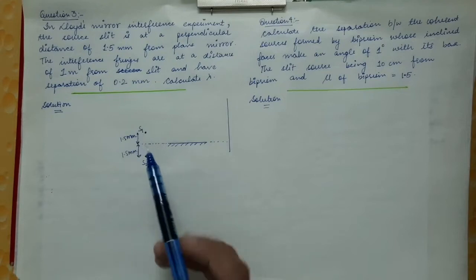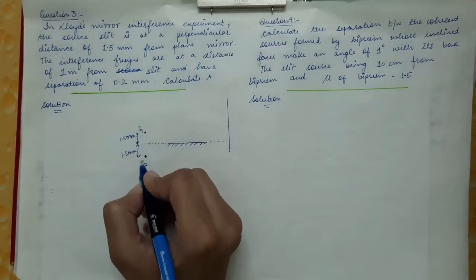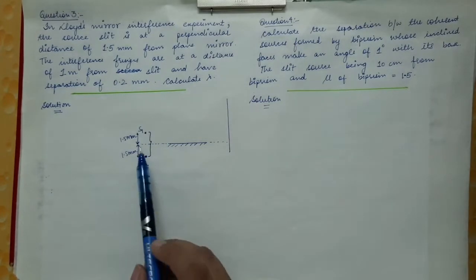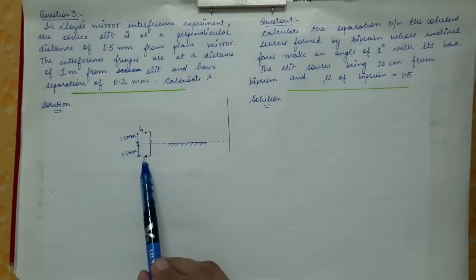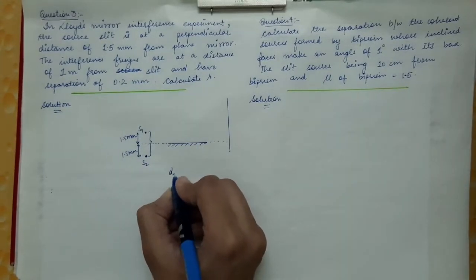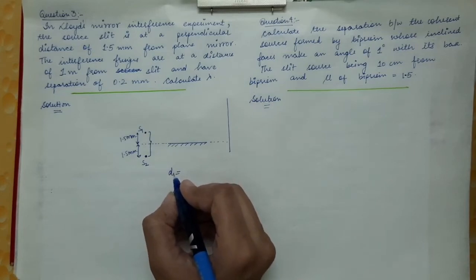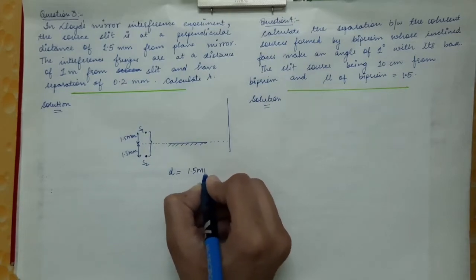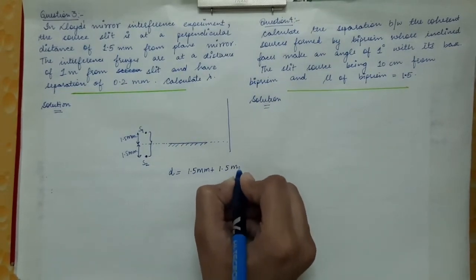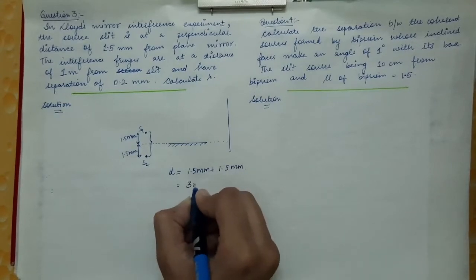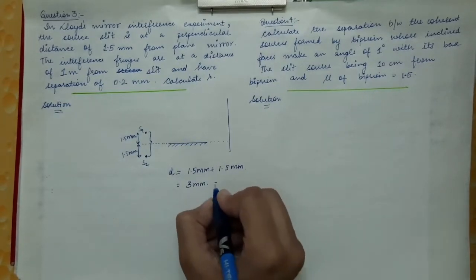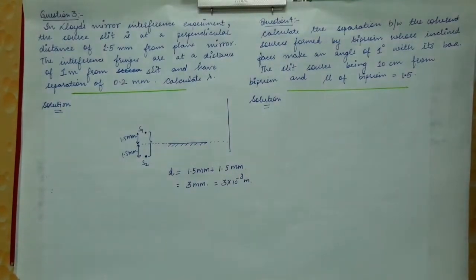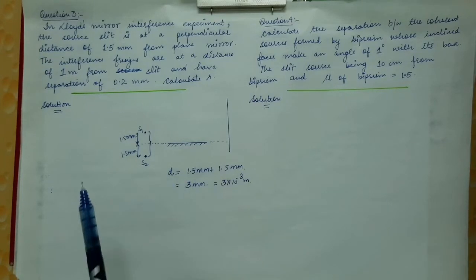So these two sources will act like coherent sources. The distance between these sources will be equal to 1.5 millimeter plus 1.5 millimeter. So the small d, which is the distance between the two coherent sources, will be equal to 1.5 millimeter plus 1.5 millimeter, that is 3 millimeter. In terms of meters, it will be equal to 3 into 10 power minus 3 meters. So now we know the distance between the two sources.